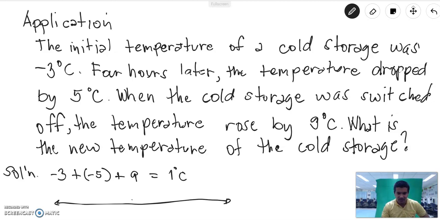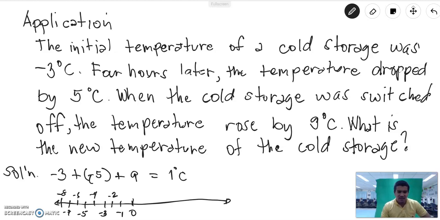So it started from 0, right? Going to negative 3. 1, 2, and 3. So therefore, this one is negative 1, negative 2, and negative 3. And then drop another by 5. So here, drops by 5. So we have 1, 2, 3, 4, and 5. So therefore, that will become negative 4, negative 5, negative 6, negative 7, and negative 8.